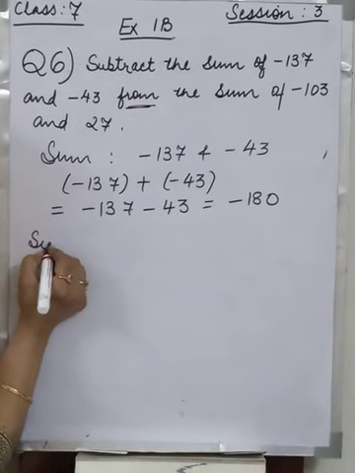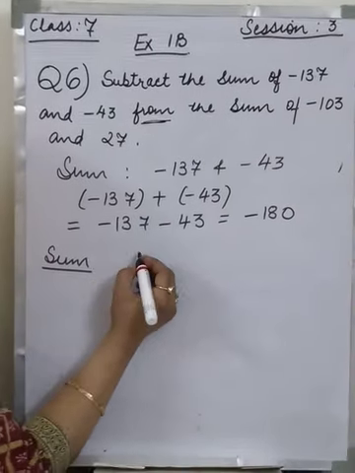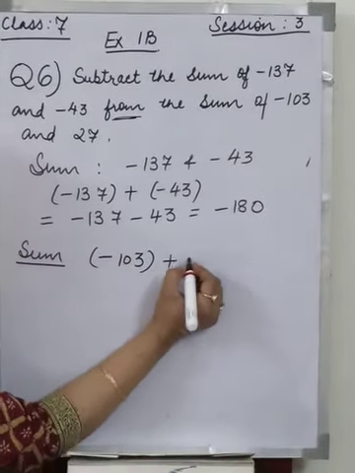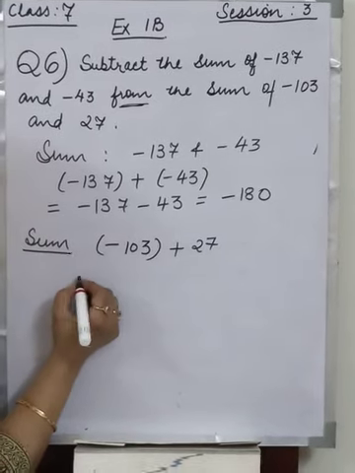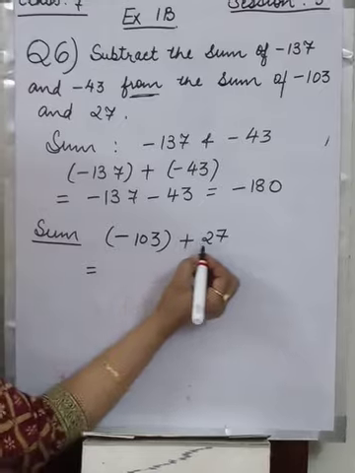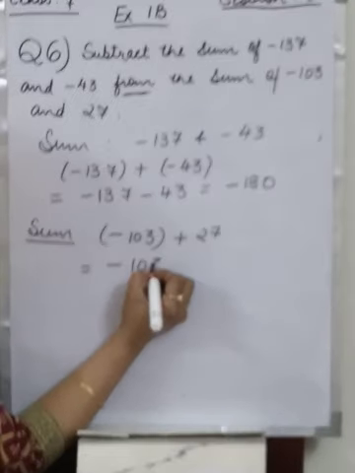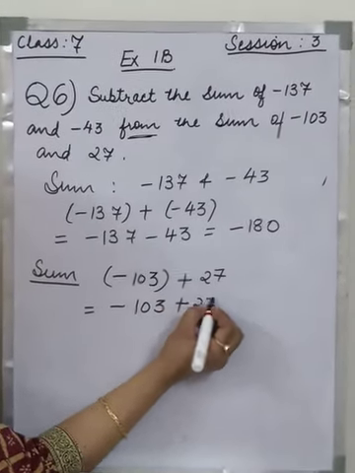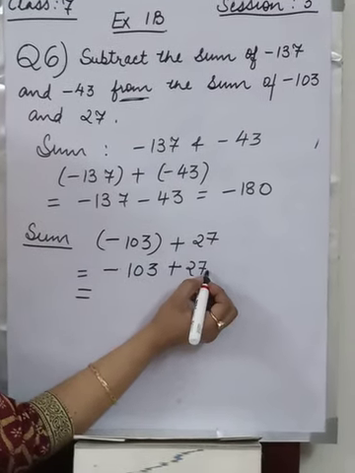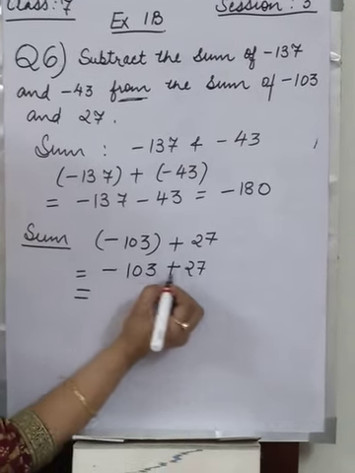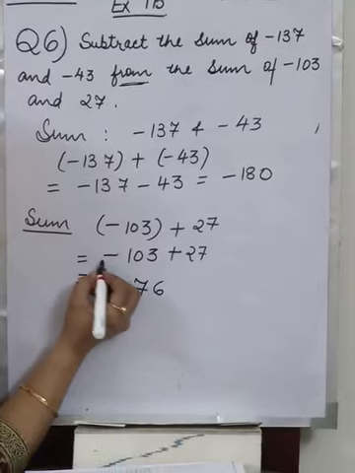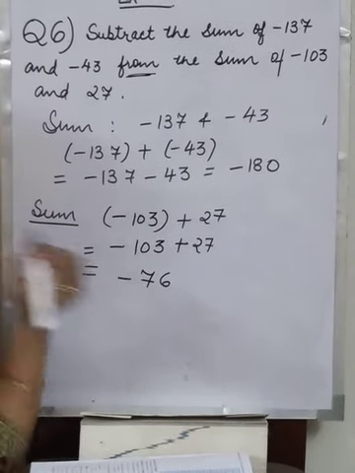Then another sum, minus 103 plus 27. We add, this is plus and this is minus, so the numbers get subtracted. Plus minus will give you minus. We need to subtract the numbers. So we subtract: 13 minus 7 will give you 6. 9 minus 2 will give you 7. Sign of the greater number, that is minus.